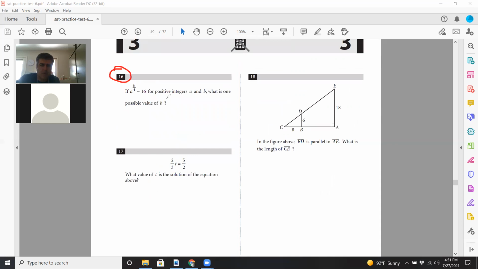Here, what you're probably going to want to do is a little trial and error. It's not too hard. I know that's not usually the best approach, but I think that should work fine for this one. Here, you're going to want to cross multiply, so it's 2t over 3 equals 5 over 2. So you're going to cross multiply.